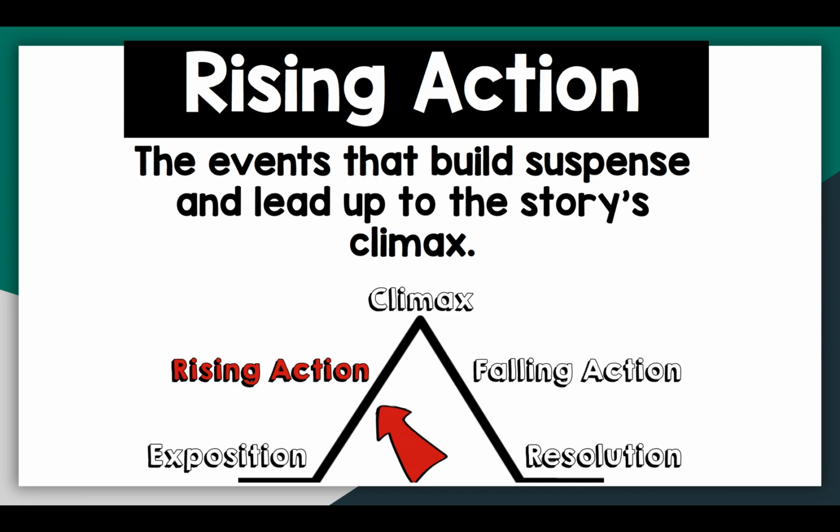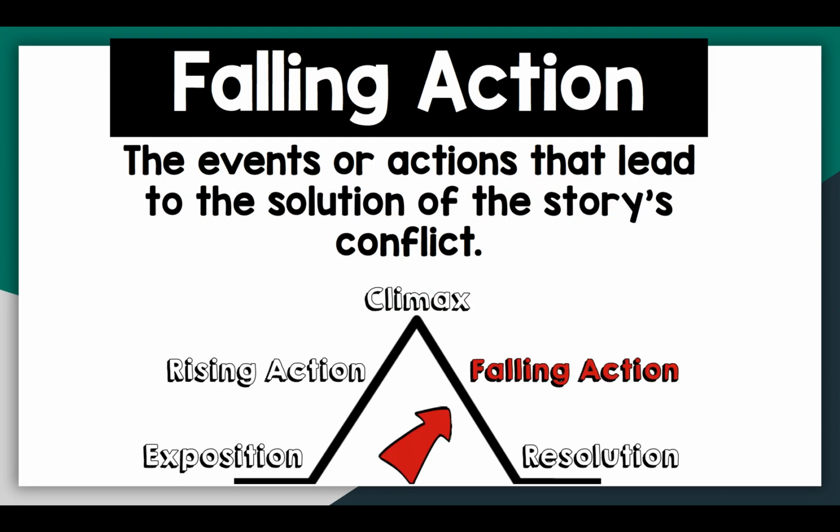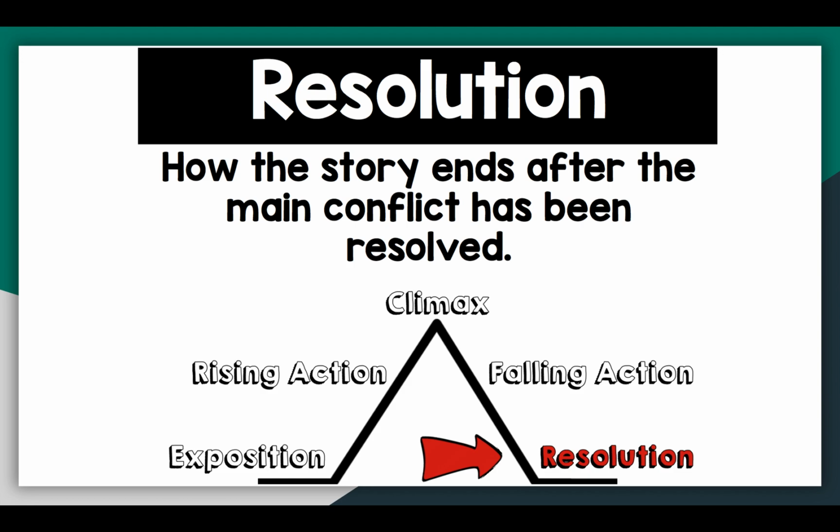The rising action, as you go up the plot mountain, like a roller coaster, those are the events that build suspense and lead up to the story's climax. So when you get to the top of the roller coaster, that's the most intense. The point in the story where the conflict becomes most intense, the most exciting part of the story. And in the plot mountain, think of it like a roller coaster, then you go down, that's the falling action. The events or actions that lead to the solution to the story's main problem. Then, when you get down to the last part of the plot mountain, the resolution. That is how the story ends after the main problem has been solved and fixed.